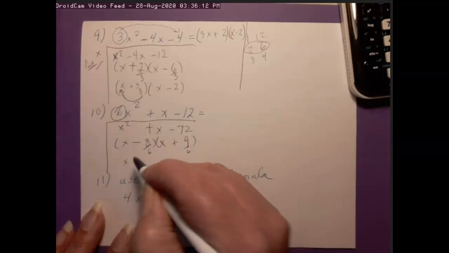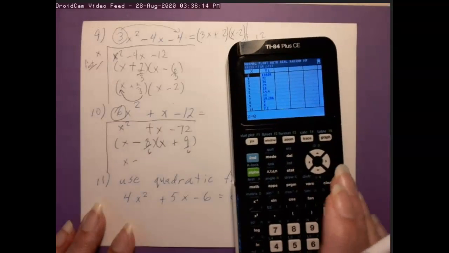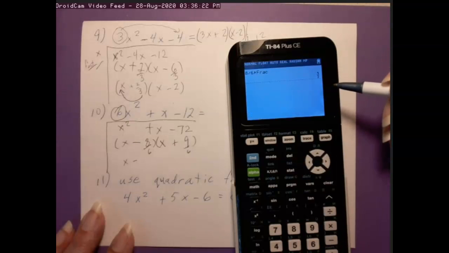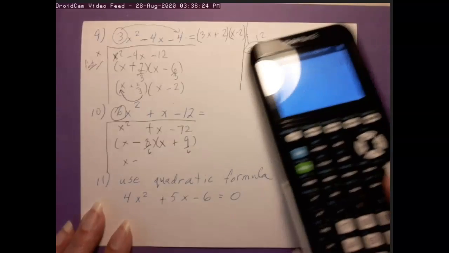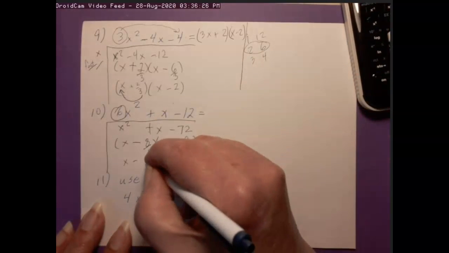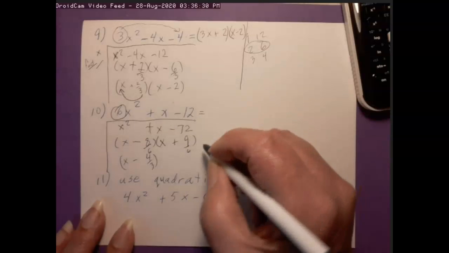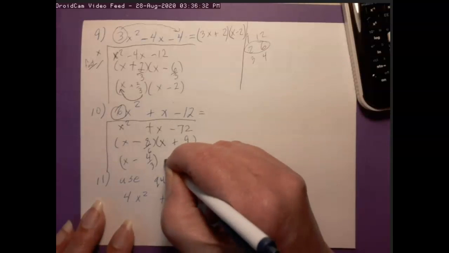I get x minus, now if you need to, pick up your calculator. 8 divided by 6, math, enter, will give you the 4/3 that you need. This needs to be reduced. So we get 4/3. And then 9 divided by 6, math, enter, should give me 3/2.